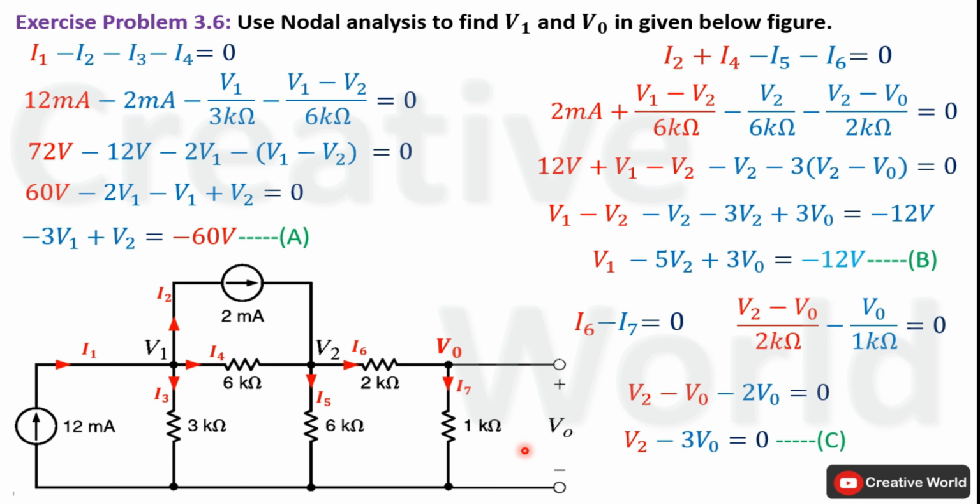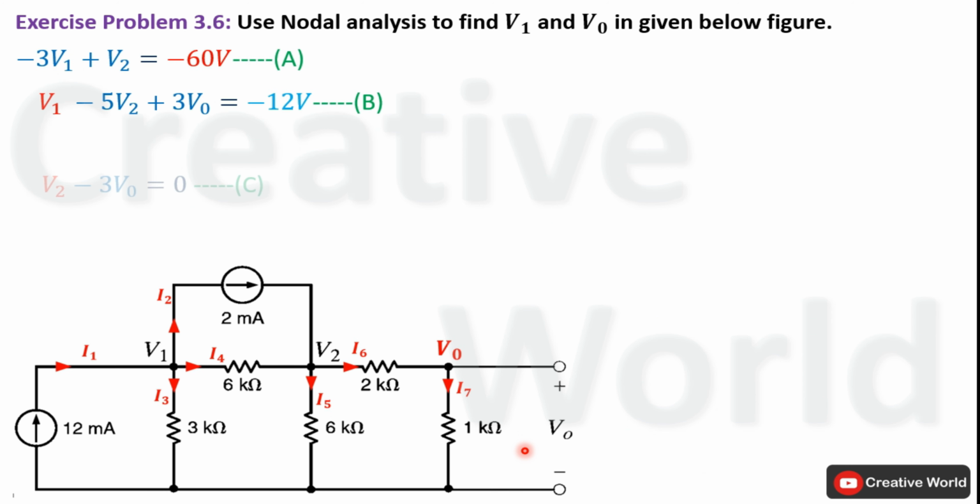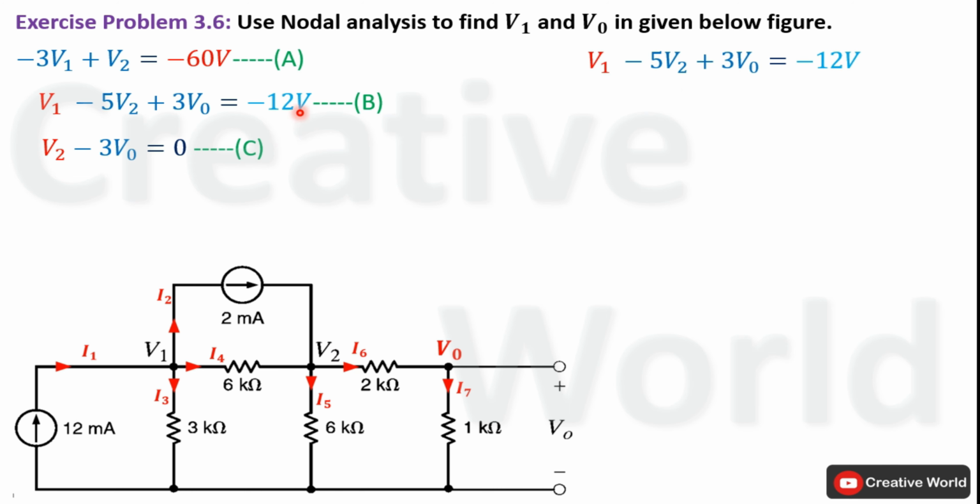network. Up to this point we have retrieved 3 node voltage equations of this network. As we discussed in earlier stage, we can retrieve maximum 3 node voltage equations from this network. Now we have to solve these equations in order to find voltage V1 and V0. First of all, we will add these two equations together. Equation B and equation C will be added together.